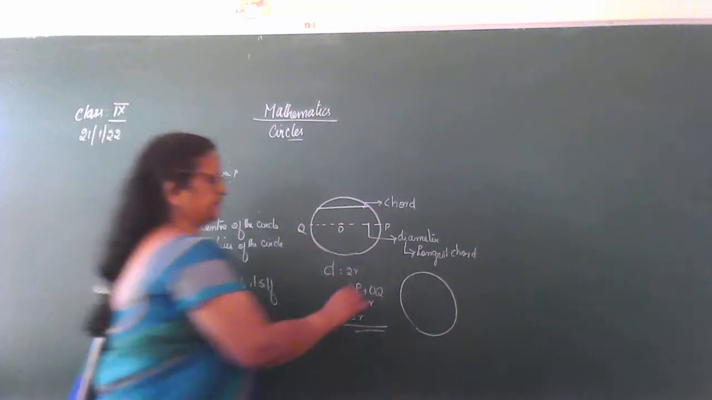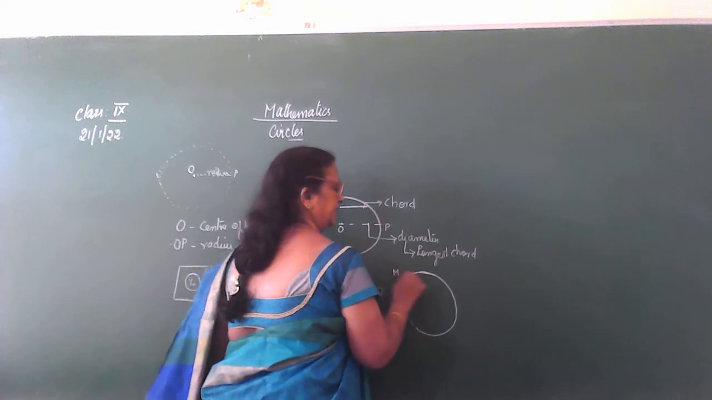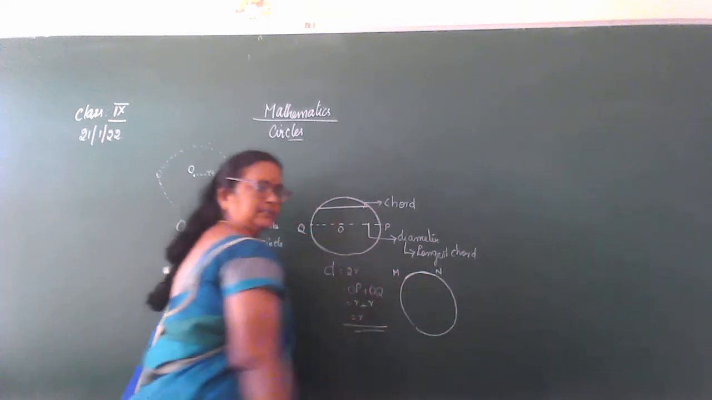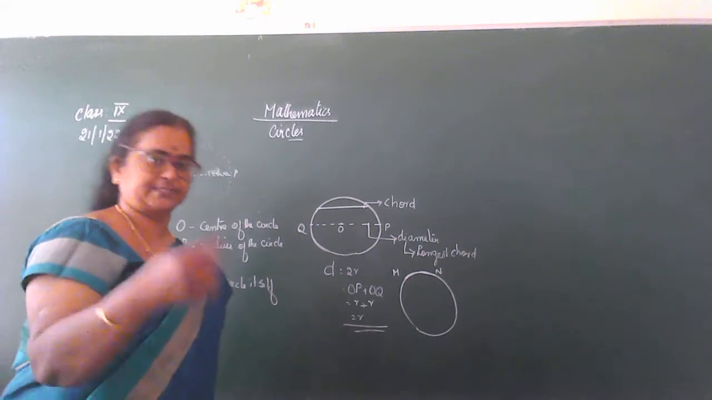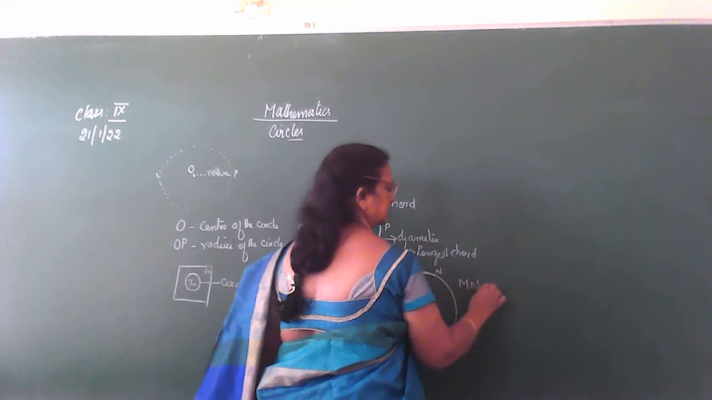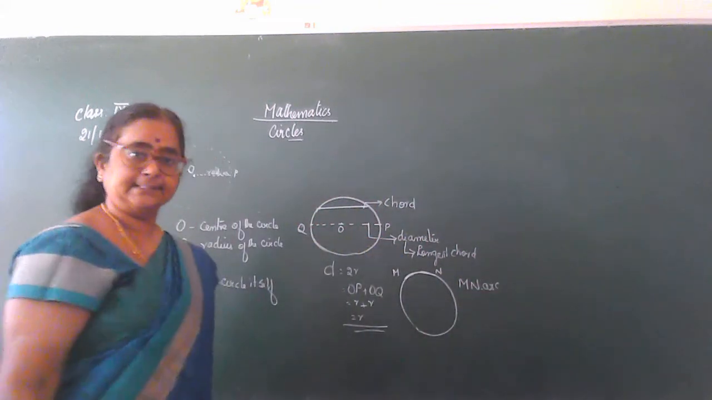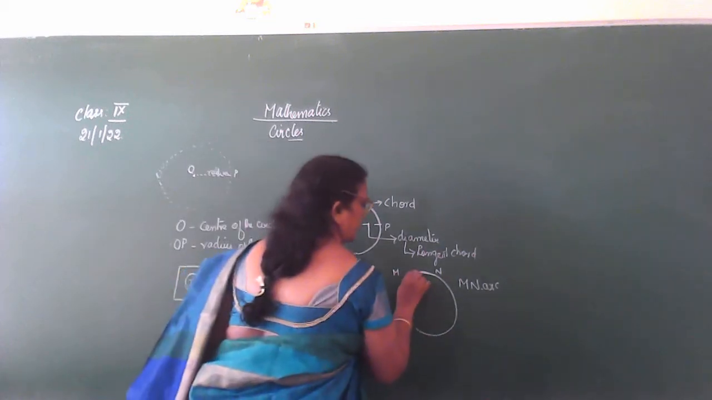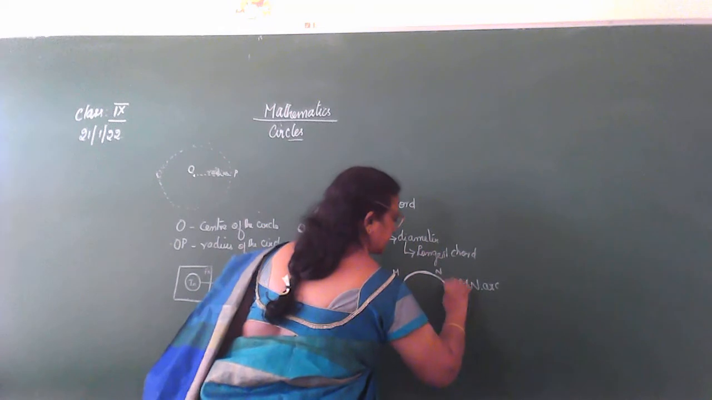Okay. Then you will have a part of a circle. See, if I consider MN as a part of the circumference of the circle, you can say MN is an arc. A part of a circle is called an arc. In this you will have a minor arc, and the remaining portion will become the major arc.